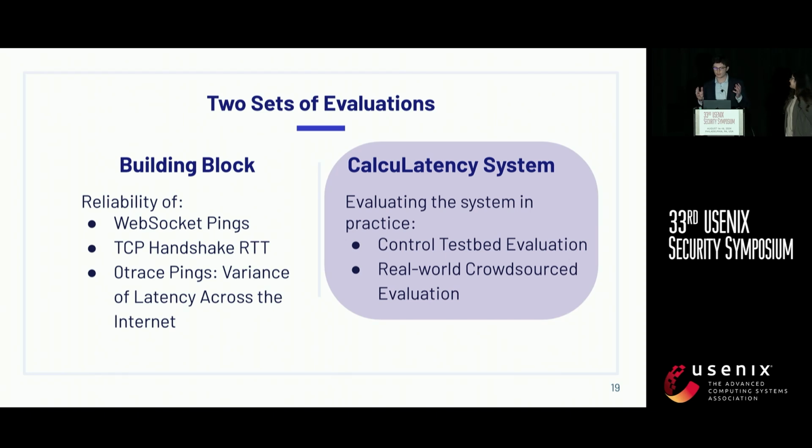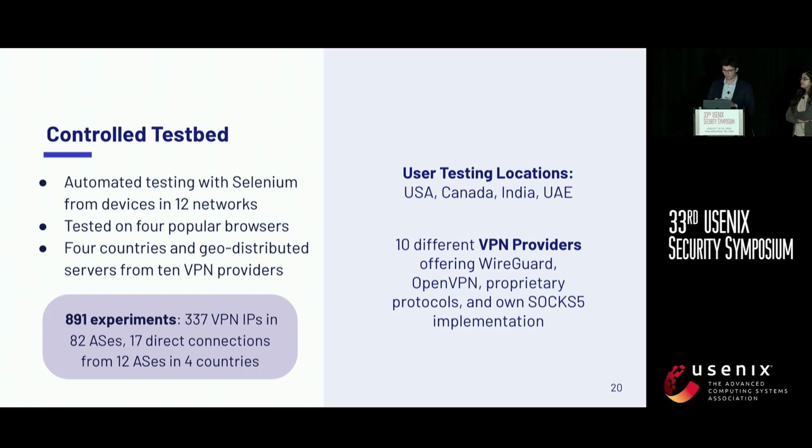So we conducted 2 different sets of evaluations. The first was a study of each of the building blocks of our measurements in isolation in order to judge their reliability. We then evaluated the entire CalcuLatency system as a whole, putting together the 4 different RTT measurement sources that Reethika just explained. We used a 2-pronged approach for evaluating the system in its entirety, and I'll talk about this in the next couple slides.